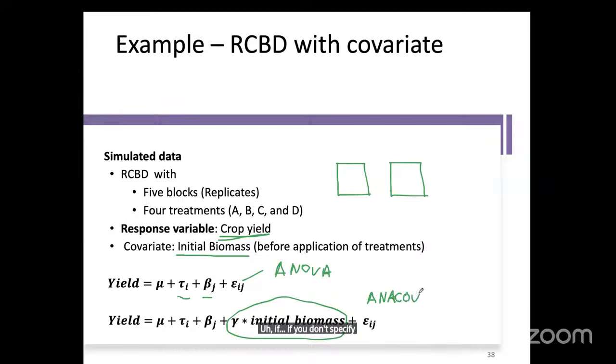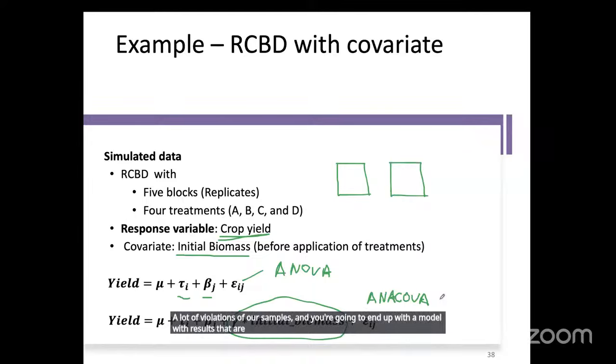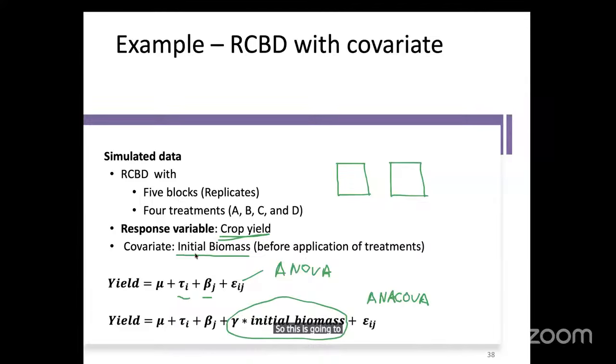What I want to illustrate using this example is that if you don't specify your model fully, you are likely to have a lot of violations of assumptions, and you're going to end up with results that are not valid enough. So this is what we are going to do. Maybe I want us to switch a bit to R now.